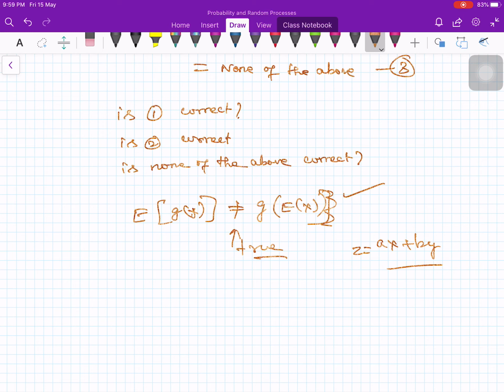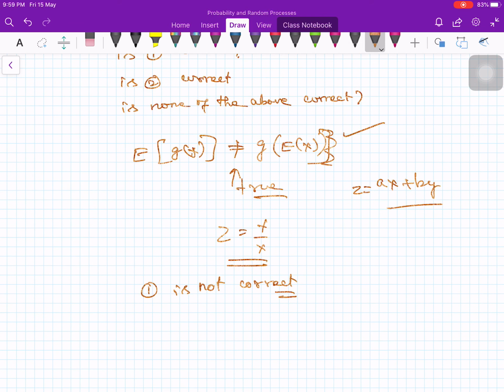That is not correct here, because z equal to y by x is not a linear function, it is a non-linear function of x and y. So this turns out not to be correct. Therefore, 1 is not correct, because one cannot say that the expected value of a function is the same as the function of the expected value. Now, what about the second one? Second case, we said E of y times E of 1 by x. Is it correct?